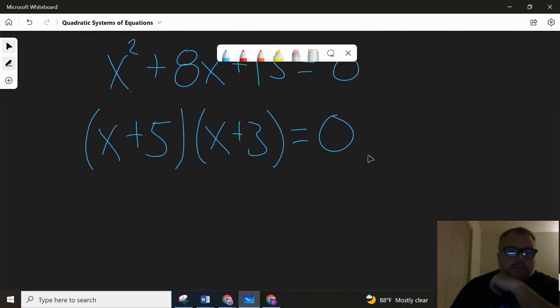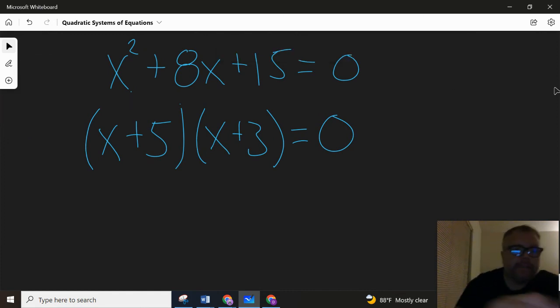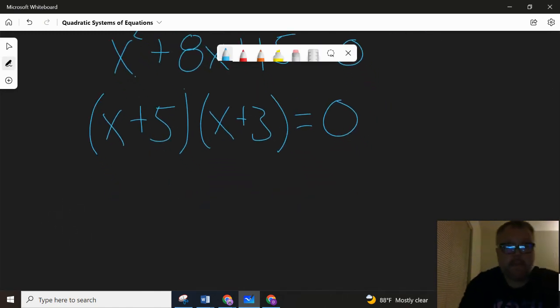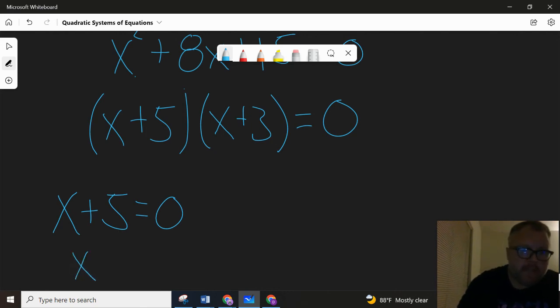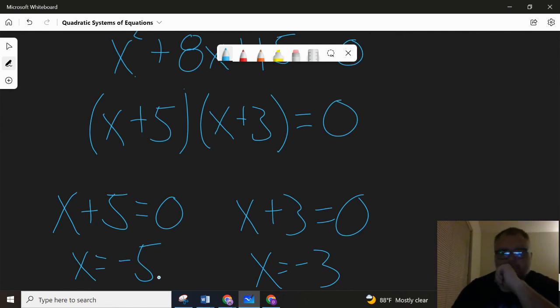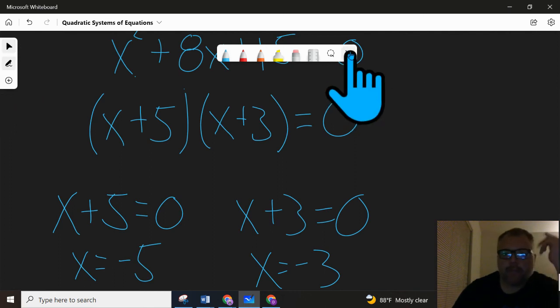The product of two binomials here, using our zero product property, let's set them both equal to 0. If x plus 5 equals 0, then x equals negative 5. And x plus 3 equals 0 gives x equals negative 3. This right here is not the coordinate point. It's not the solution. Please don't fall for that common misconception.